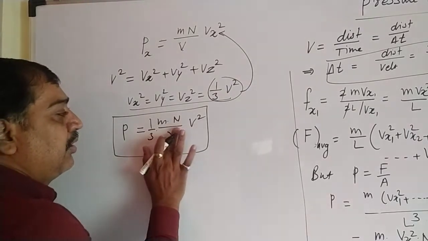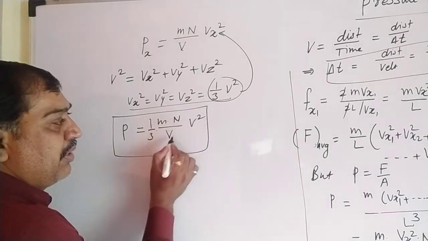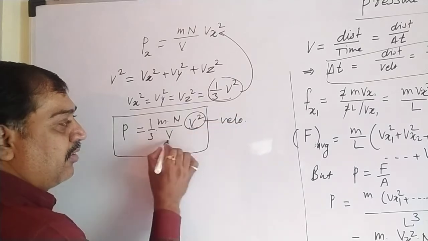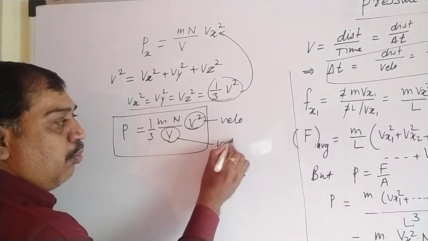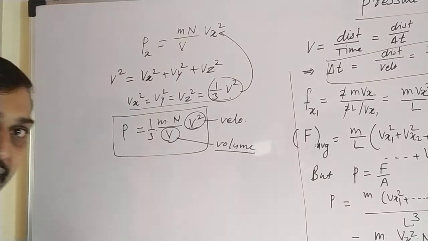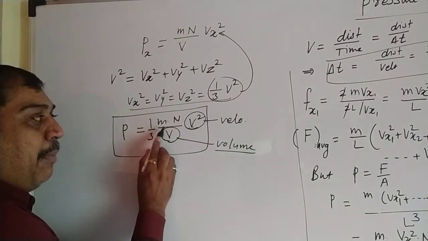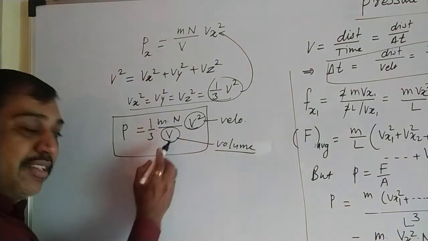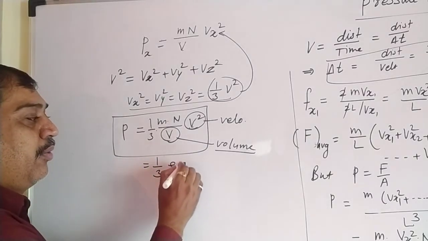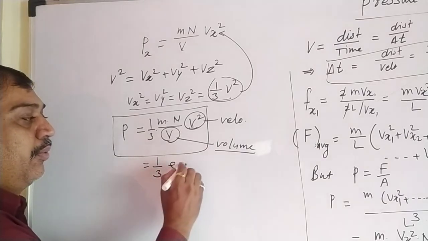Now remember, there is a little bit of confusion. Here there are two V. Why can't we cancel this V with this V? Because this is the velocity and this is the volume. Don't cancel velocity with volume. This m is a mass. Mass per unit volume is what? Density. Further we can write this as 1 by 3 rho into V square.